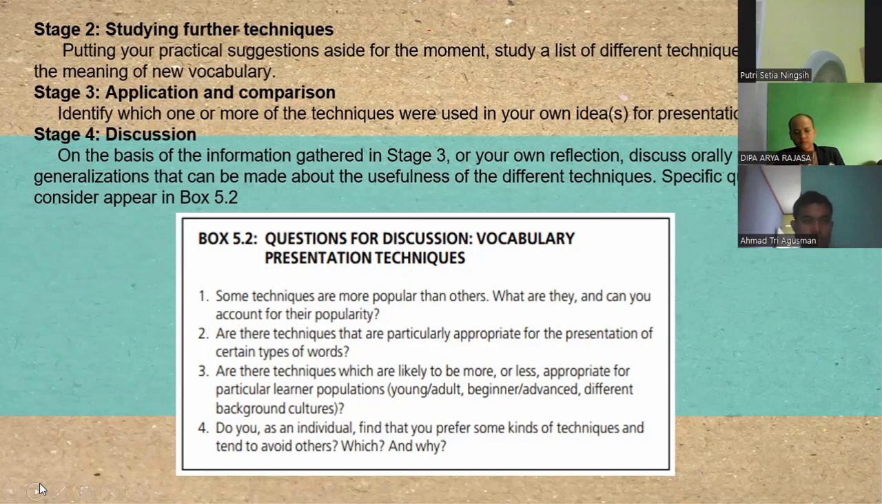The next stage is discussion. On the basis of the information gathered in stage 3 or your own reflection, discuss orally or in writing generalizations that can be made about the usefulness of the different techniques. A specific questionnaire to consider appears in box 5.2. As you can see on the screen, there are 5 forms that yang bisa kita gunakan.